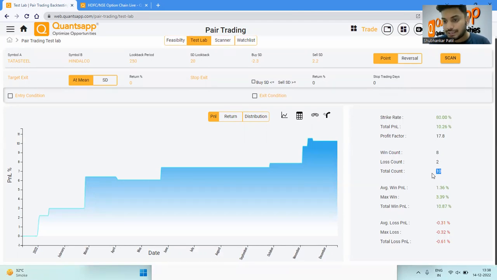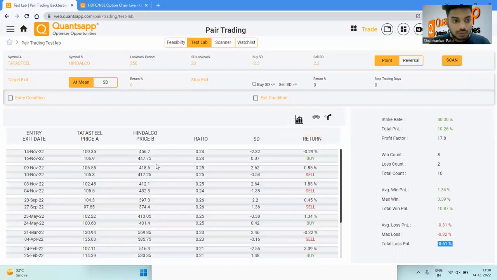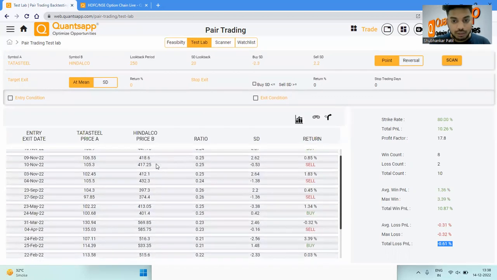You took a total of 10 trades, out of which 8 trades gave a profit to you, which is very lucrative, and just 2 went against you, which is fine. But if you see, the average loss PNL is very less, and the average win PNL and all those things. You toggle to the tabular view, and you will get to see on what day, what trade you took.